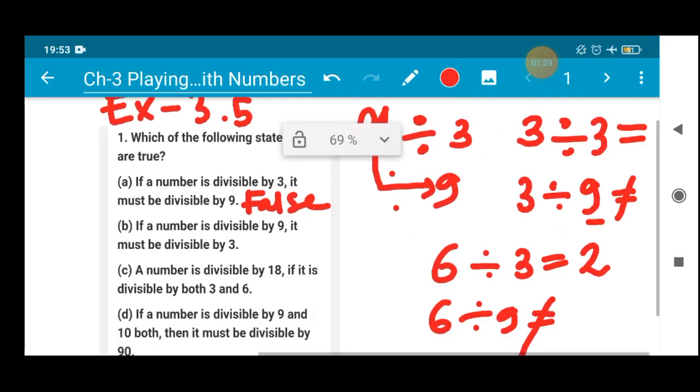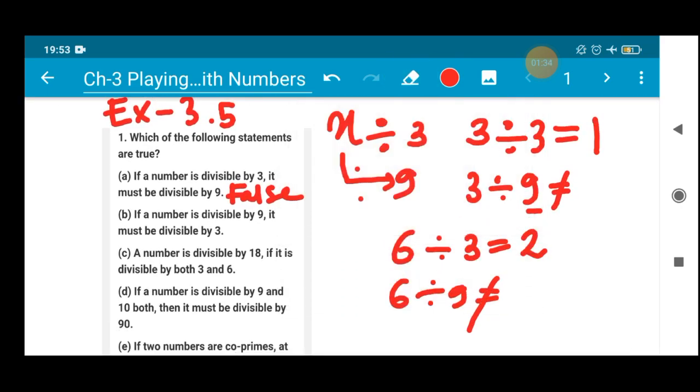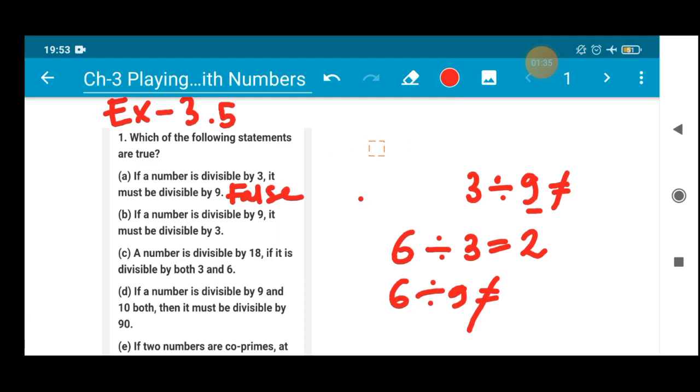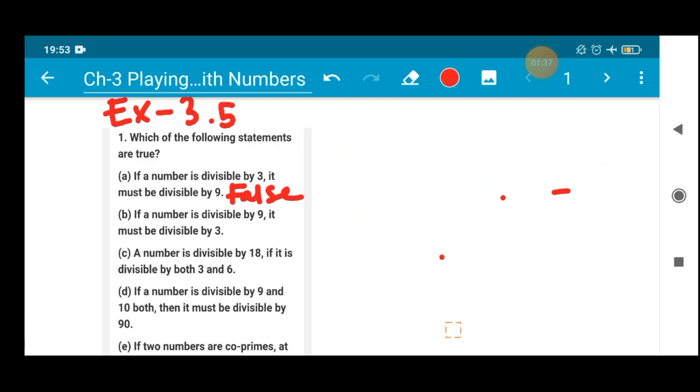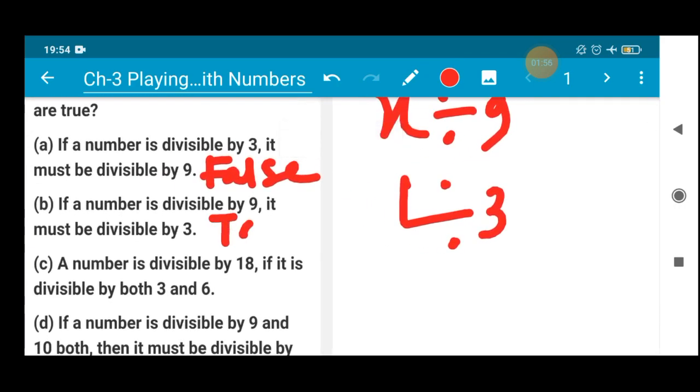I hope this is clear. I hope the example which I have given here is understandable to you all. So that's why the statement is false. Next, if a number, say again x, is divisible by 9, it must be divisible by 3. Yes, the statement is absolutely true, but I will show you the example also.